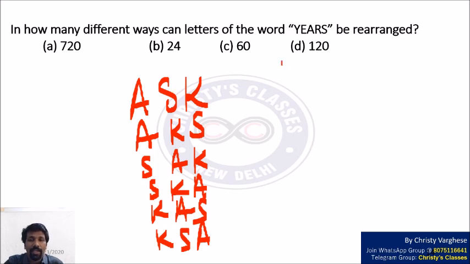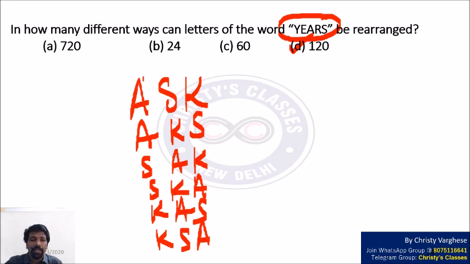But mathematically you cannot do it this way for bigger cases. Writing all the possibilities is not possible, because, for example, in this question the answer is 120. Writing all the 120 combinations is not possible. So we have to understand the theory.